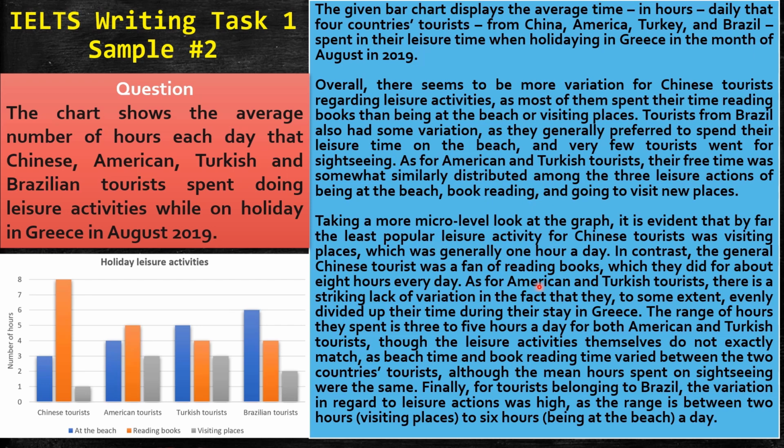So how many sentences did I write for Chinese tourists? 2. As for American and Turkish tourists, there is a striking lack of variation in the fact that they, to some extent, evenly divided up their time during their stay in Greece. The range of hours they spent is 3 to 5 hours a day for both American and Turkish tourists, though the leisure activities themselves do not exactly match, as beach time and book reading time varied between the 2 countries' tourists, although the mean hours spent on sightseeing were the same.